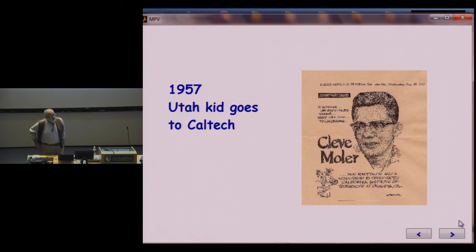Here's a clipping out of the Deseret News in Salt Lake City, Utah, in 1957. They ran stories about precocious high school students. And here I am, it says I'm going off to Caltech. Oh, the resolution isn't quite good enough to read that, but it shows electrons whirling about my head. I got admitted to Caltech because I was from Utah, and that was their idea of diversity back then.